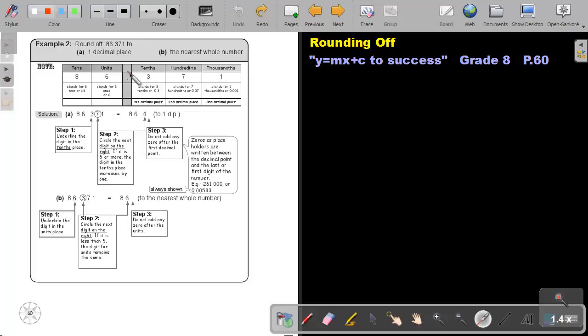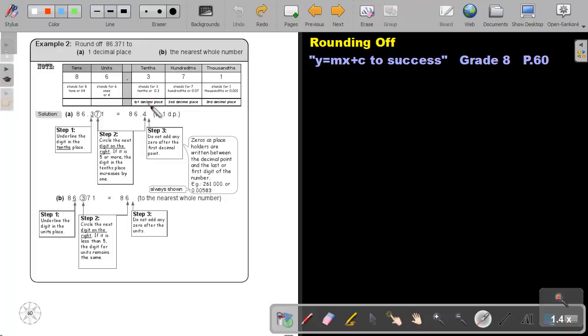Okay, remember, this is the 10, this is the units. Now the first one after that decimal point will be tenths, then hundredths, then thousandths. Just look at the end of the word, THS. Now, if I asked you to the nearest 1 decimal place, that will be that. So underline that position, but circle the next digit on the right. Now this one is 5 or more, so that 3 will become a what?